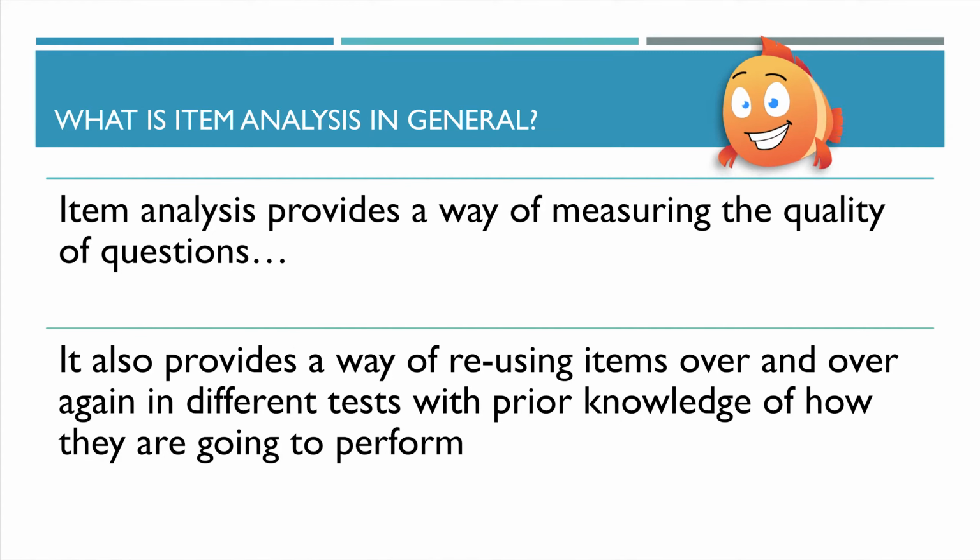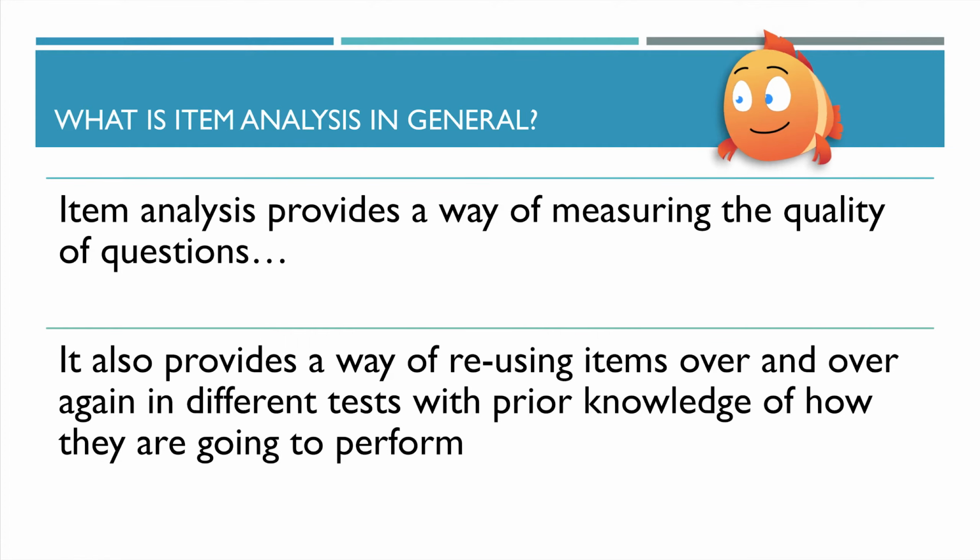Beyond that variety, item analysis allows us a way to reuse items over and over again in different tests, and allows us to incorporate pre-existing knowledge about how they're going to perform. They end up creating a population of questions with known properties. Pragmatically, this is a test bank, but it gets us closer to actually covering our entire content domain by giving us that information.